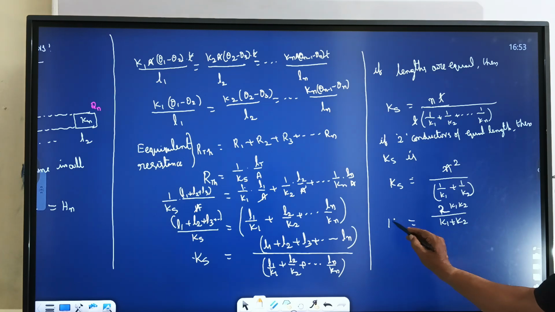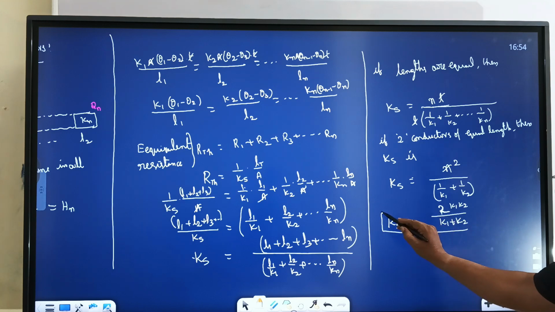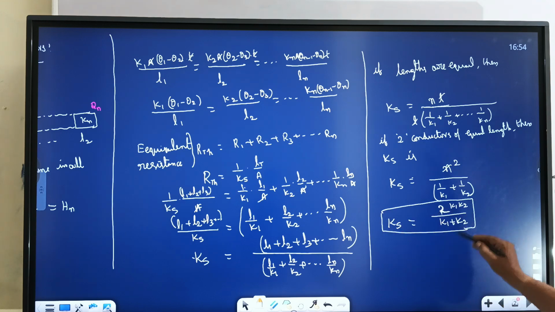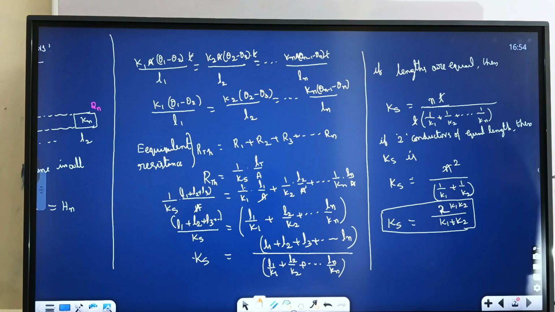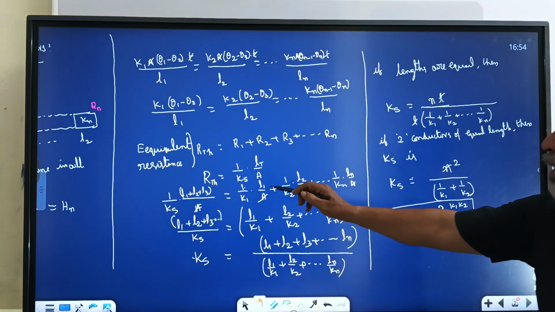So for two conductors of the same length connected in series, this is their thermal conductivity. If I just give the formula, you are learning it by hearting. Finally, once a question comes, confusion will come. If the lengths are not equal, then what to do? What is the formula then?